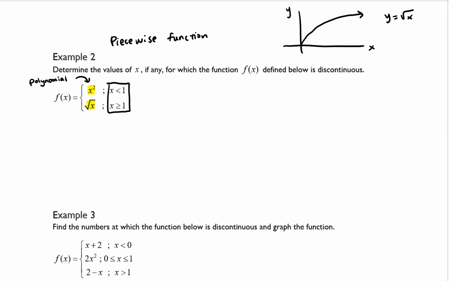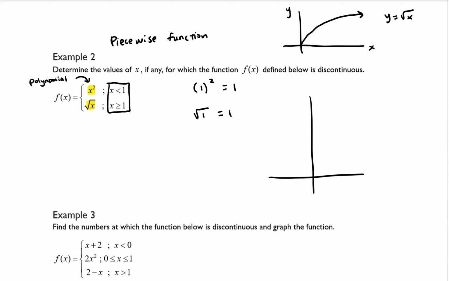So what we're going to do is see what the value is at each of those locations. Let's plug 1 into the first function. 1 squared is equal to 1. And in the second subfunction, if I plug in the square root of 1, that also gives us 1. So therefore, the function is continuous at x equals 1, and therefore it's continuous everywhere.